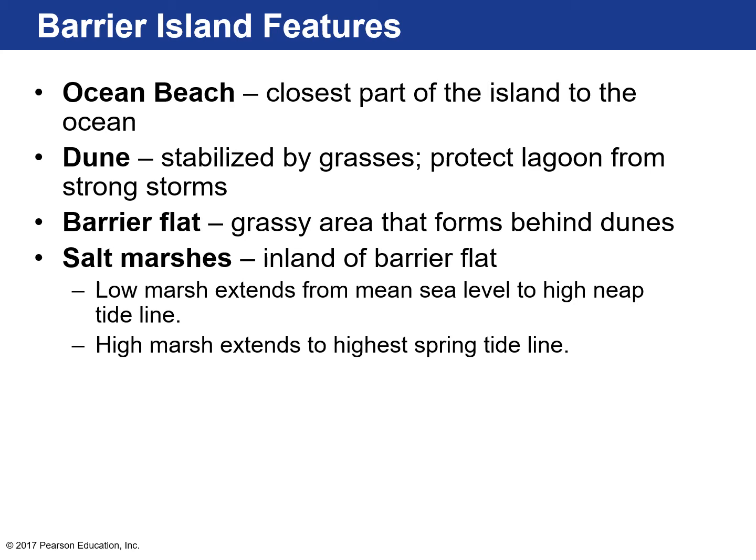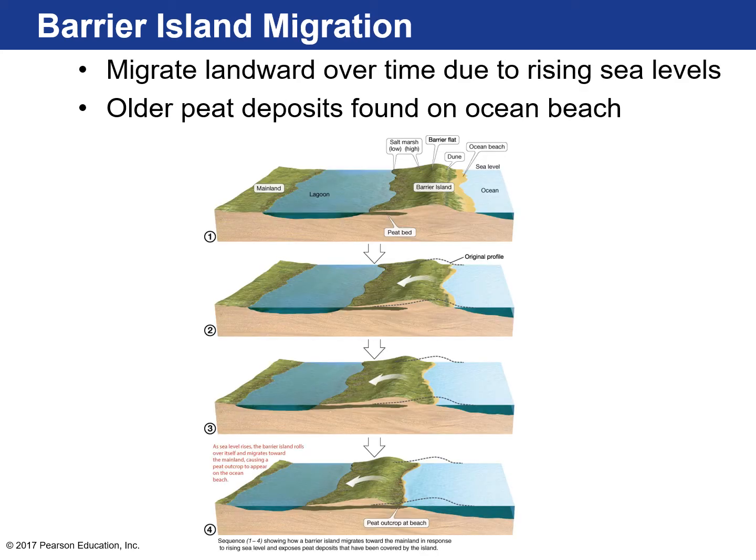And then behind the dunes, you'll have a barrier flat, kind of a grassy area that will form. And then behind this, closer to the lagoon, you'll have salt marshes. And there are two types: low marsh and high marsh. The low marsh extends from average sea level to the neap tide line, and then the high marsh extends to the highest spring tide line. I got a picture, don't worry.